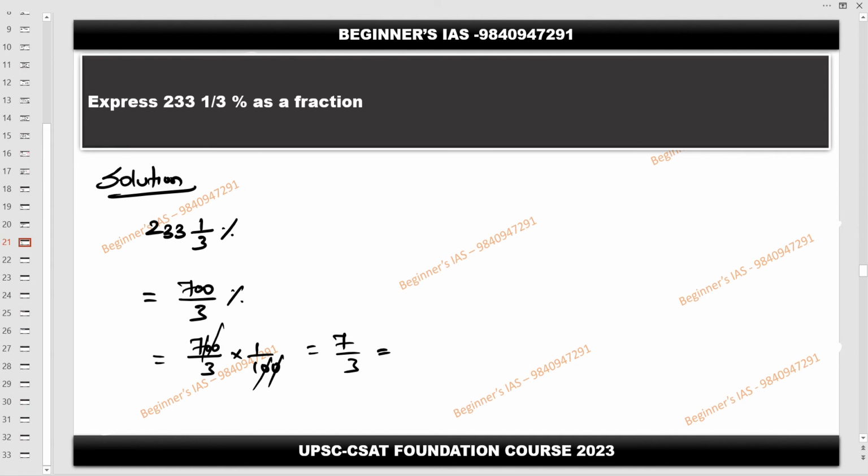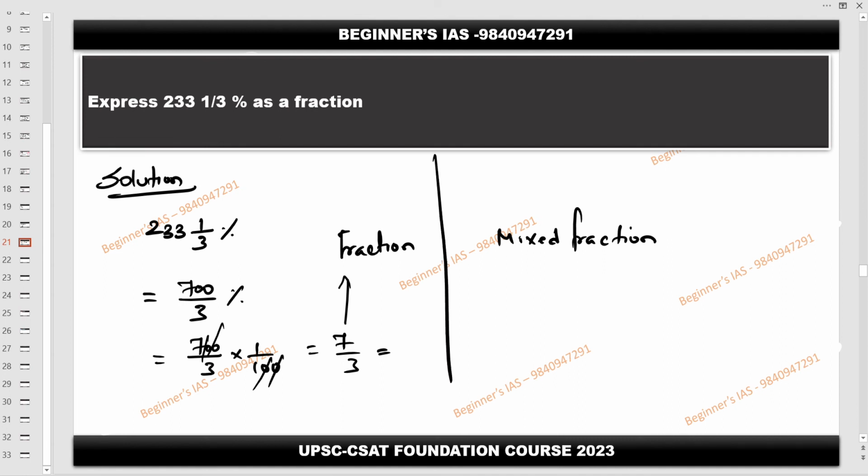Give this in terms of a mixed fraction. This is the fraction, right? Give this in terms of a mixed fraction. 2 1 by 3. 2 1 by 3. Clear? Yes, sir. Fine. Everyone clear?